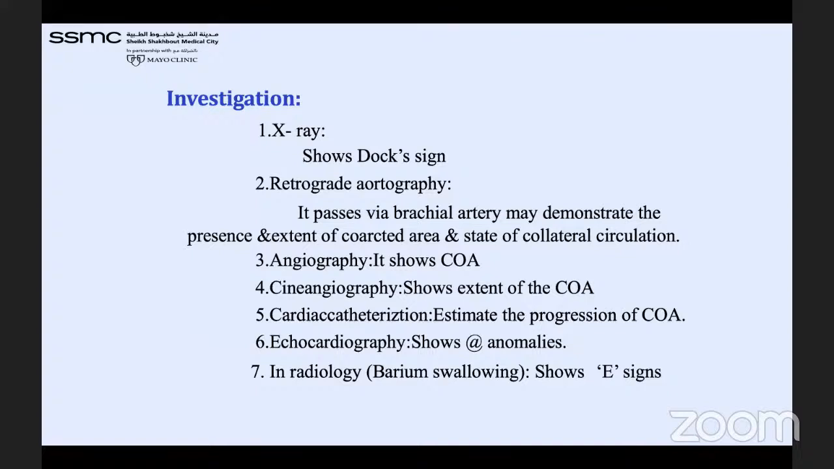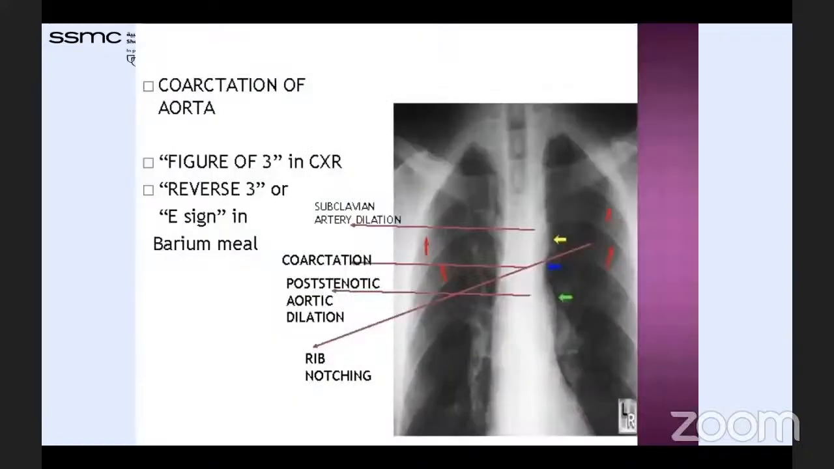Retrograde aortography, passed via the brachial artery, shows the presence and extent of the coarctated area. Angiography shows the coarctation of the aorta, of course. Echocardiography is the easiest way. It shows the other anomalies also. And the E sign is seen on barium swallow.